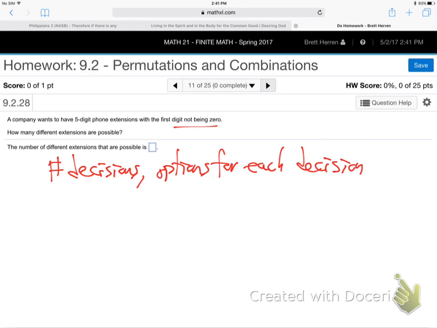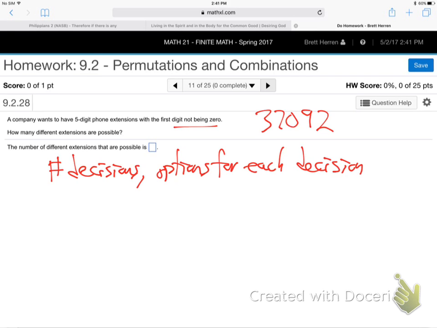So let's think about it this way. What if you were going to pick for yourself one of these extensions? My extension is going to be 37092. It's a 5-digit extension. I just picked it at random. So notice it really helps. These questions can be kind of tricky. It helps just to do one sometimes. So there we go. I just picked an extension.